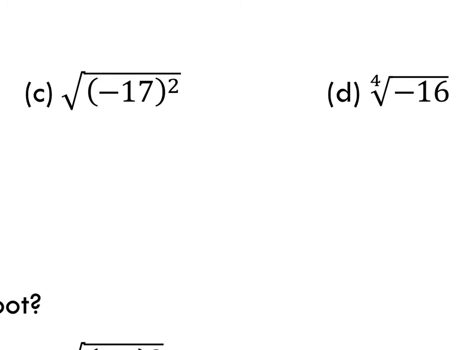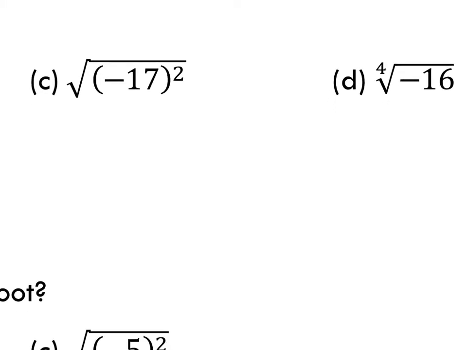Remember, if you are square rooting a negative 17 squared, just like with order of operations, you're going to do the parentheses first. So we're thinking of this as the square root of negative 17 times negative 17, which would be the square root of 289. Okay? So this one would just be 17. And if we look at D, remember, because it's an even root here and a negative under the radical sign, we don't have any valid real solutions.